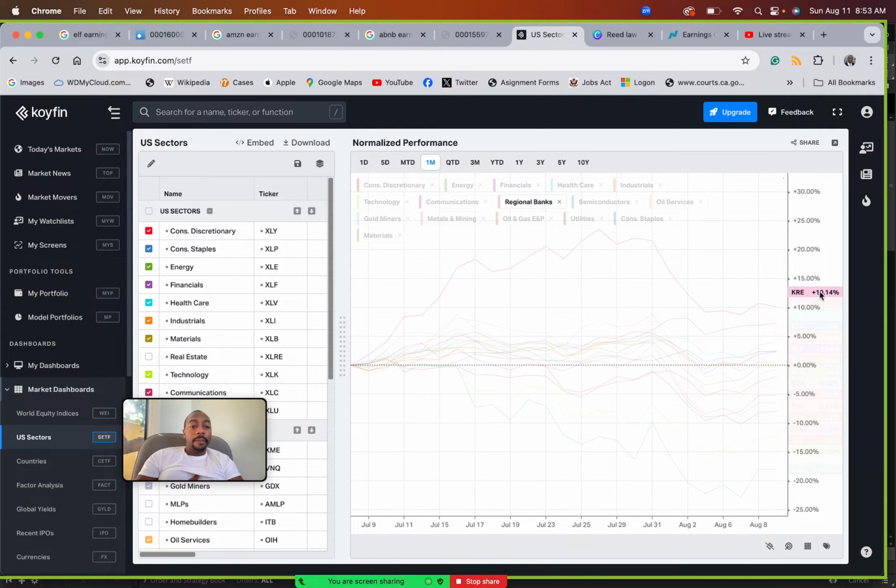So regional banks have been strong over the last month. XLU, I'm currently in an XLU trade right now with some call options. XLV, healthcare. Staples, I'm currently in an XLP swing trade right now with some call options. XLI, industrials. XLF, the financials or big banks, and materials, kind of sort of, but it's been mostly neutral.